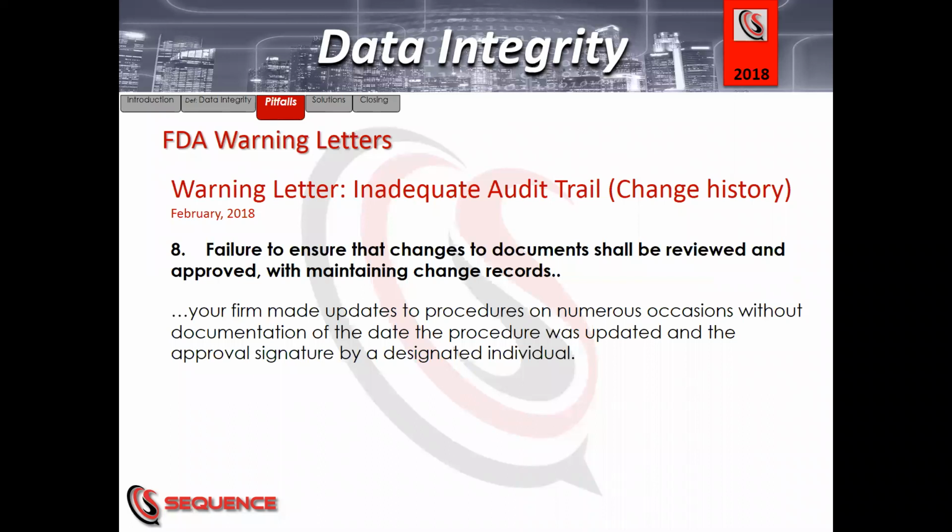One more from February 2018, inadequate audit trail, failure to ensure that changes to documents are reviewed and approved, with change records maintained. Now, this is a document management system. Your firm made updates to procedures on numerous occasions without documentation of the date the procedure was updated and the approval signature by a designated individual.